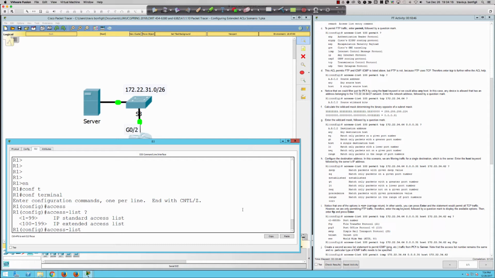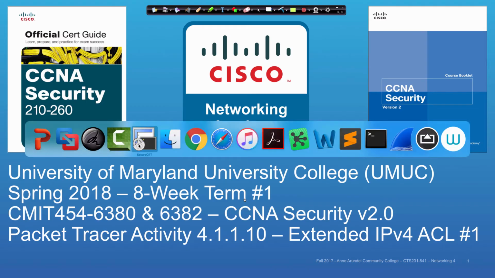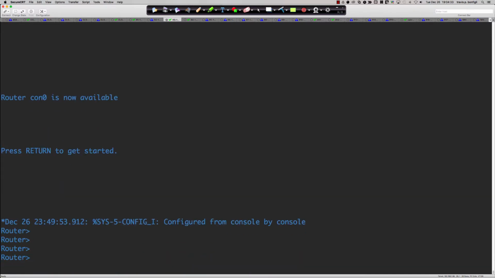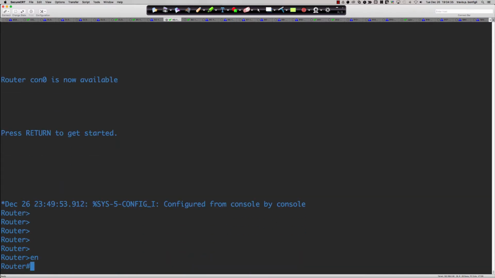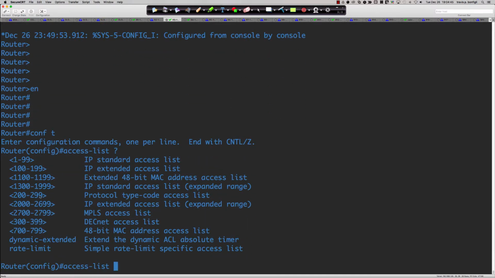And the expanded range for extended ACLs, right? Those additional numbers from which we can choose are 2000 to 2699. And if I come over to one of these routers here, let's check. Yeah, so we'll check on router 3 here. So if I was to go into global config and say access list and do a question mark, we should see, and we do, 1300 to 1999, right?